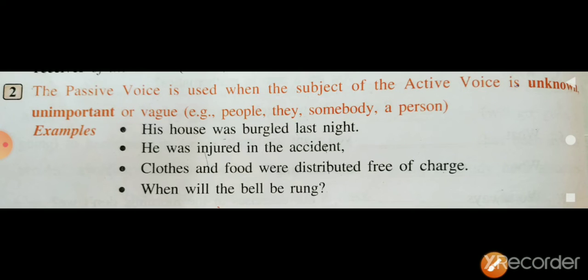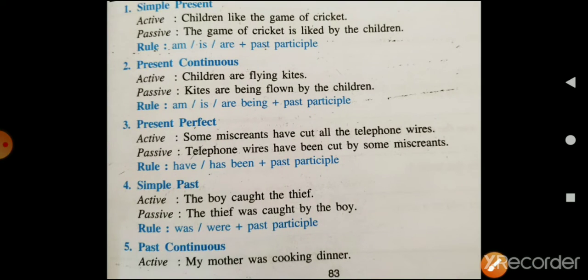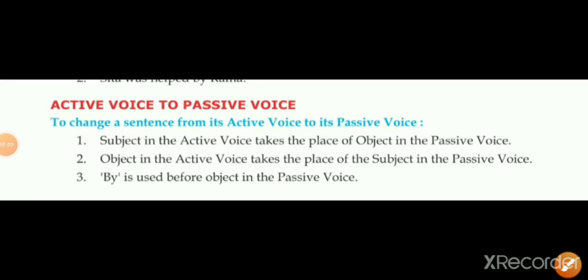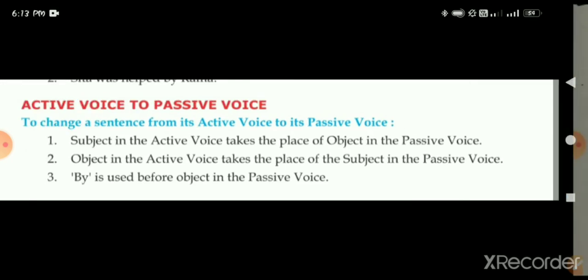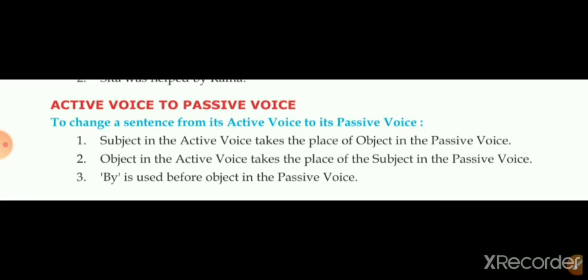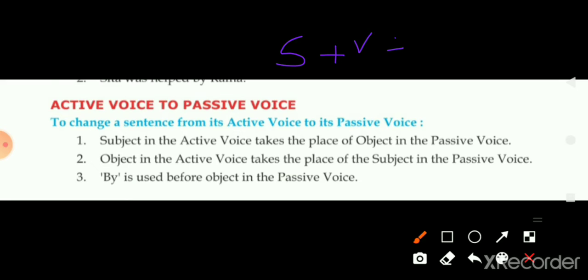Okay, now moving further, children, we are going to discuss what rules we have to follow to change active voice to passive voice. Here you can see the rules. The first rule is that the subject in the active voice takes the place of the object in the passive voice. The general construction of active voice is that first we write the subject, then the verb, and then the object. This is for active voice.